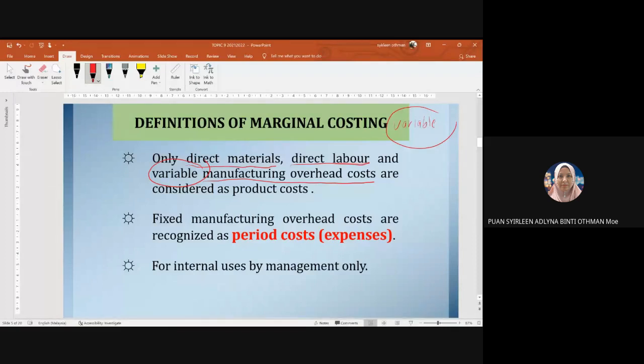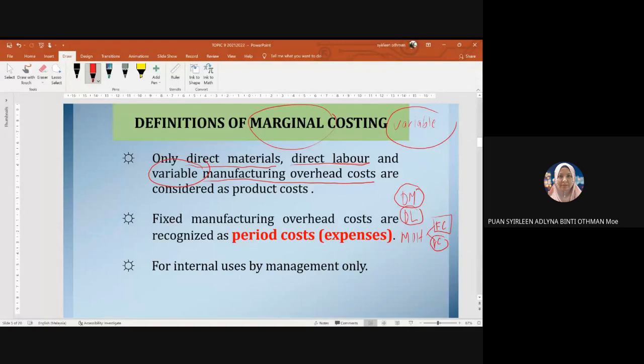production cost yang berubah ikut tingkat pengeluaran. Okay, so fixed manufacturing overhead. Okay, sebab kita tahu bila kita buat produk, kita ada direct material, direct labor, lepas tu kita ada MOH. So MOH ni kita ada fixed cost dan kita ada variable cost. Okay, so bila you guna marginal costing, semasa dia kira cost satu produk nanti, dia akan ambil kira DM, dia akan ambil kira DL, and then dia akan ambil kira variable cost saja. Okay, tapi yang ni kita tak boleh buang terus. Okay, you cannot omit or you cannot delete that sebab itu adalah sebahagian daripada manufacturing cost.